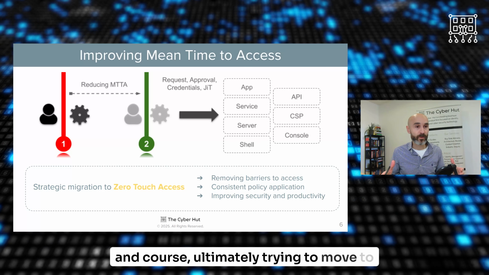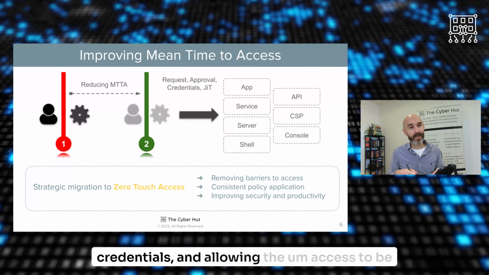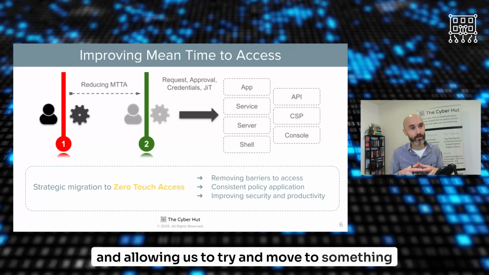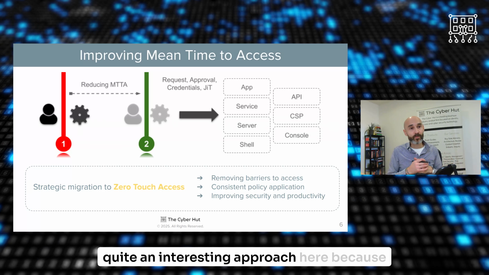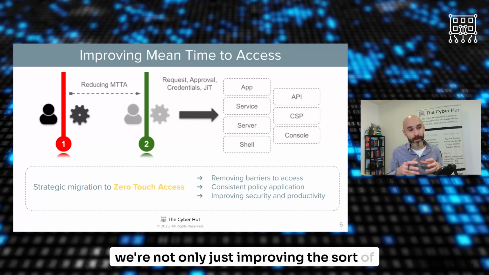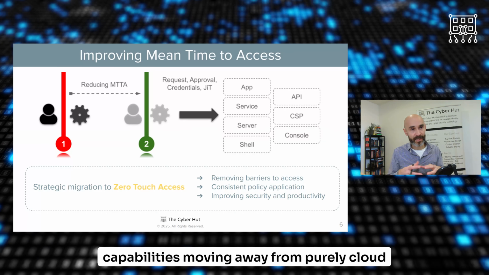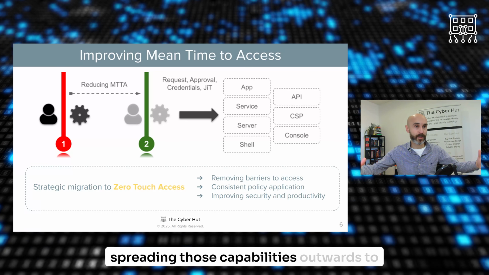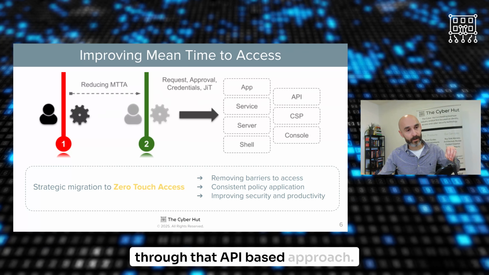And of course, ultimately trying to move to things like just-in-time access, zero standing privileges, zero standing credentials, and allowing the access to be much more dynamically associated with context, with the identity, with behavior, and allowing us to try and move to something called sort of zero touch access. And this is where the likes of P0 really have quite an interesting approach here, because we're not only just improving the sort of coverage of the privileged access management capabilities, moving away from purely cloud and vault centric. Not only are we looking at then sort of spreading those capabilities outwards to cloud, to SaaS, to cloud service providers through that API based approach.